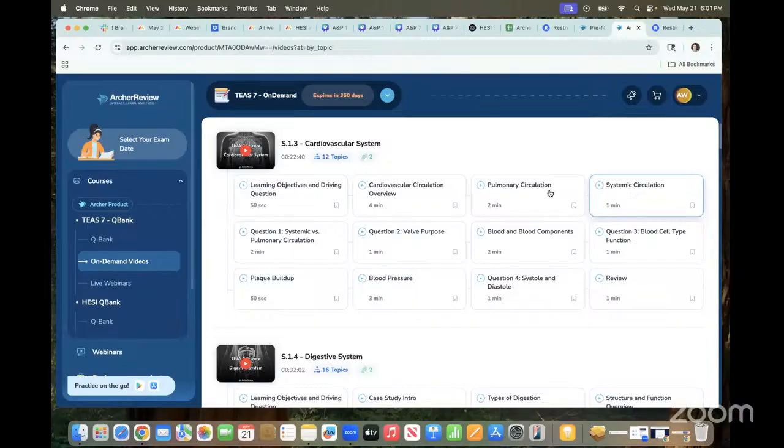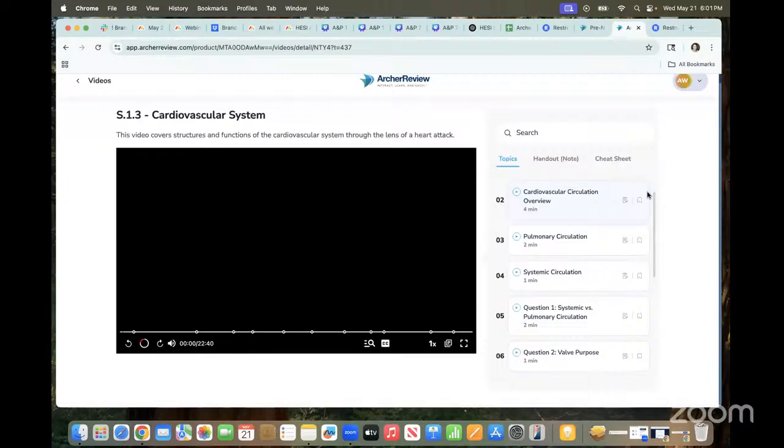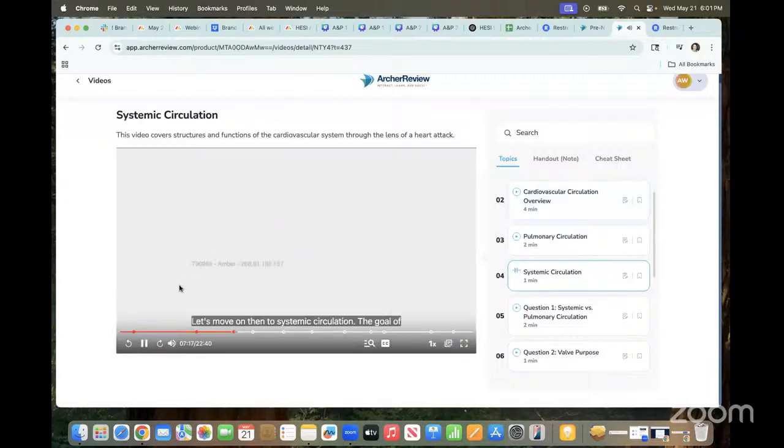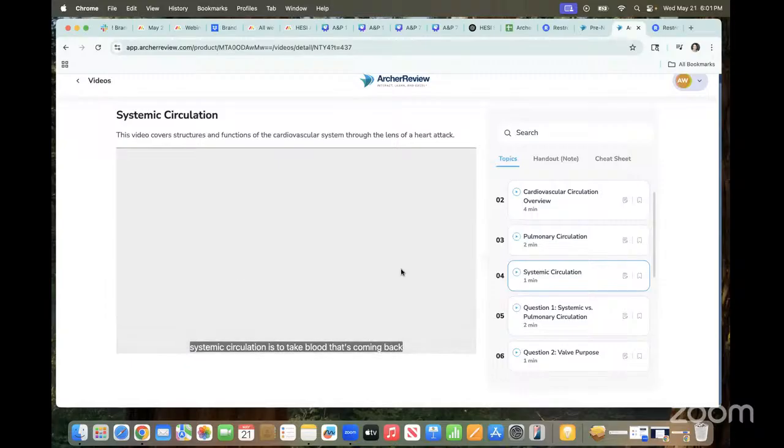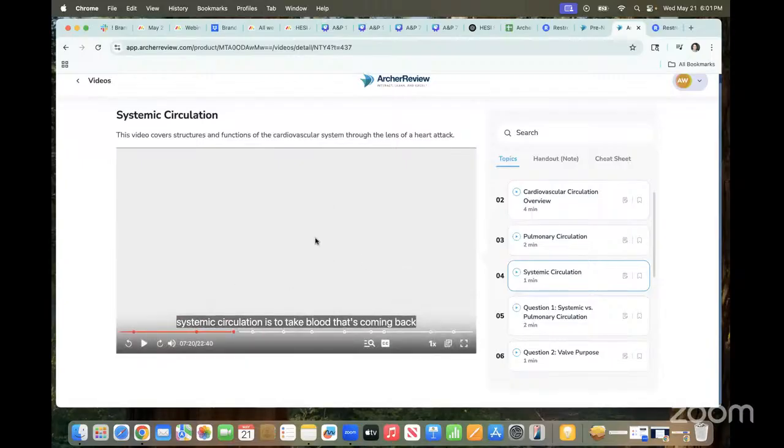You can do that. You don't need to watch the beginning portions over and over and over again if you just need to practice systemic. So jump right to it. That portion of the video will start. The goal of systemic circulation. Now, to remind you guys, you're not going to see the video because that is a security measure to protect our content. But when you do sign up, you would obviously see myself actually teaching this content here.